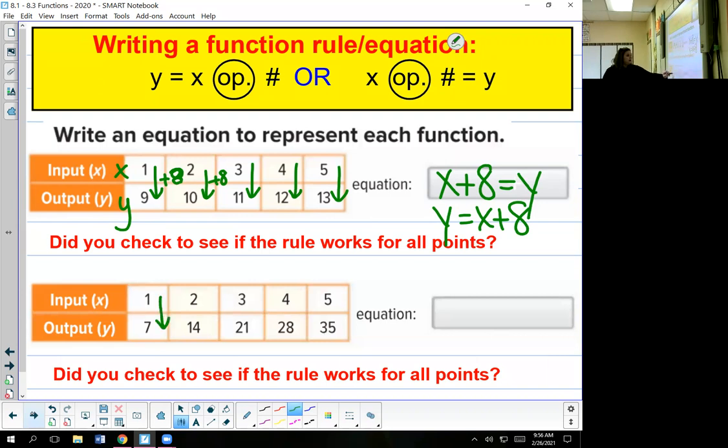So same thing here, how to go from here to here, here to here, here to here, here to here. It has to work for all of them. Is it add 6? No, it works for the first one, but it doesn't work for the second. So it's times 7, times 7, times 7. So I take my X, and I'm multiplying by 7 to get my answer.